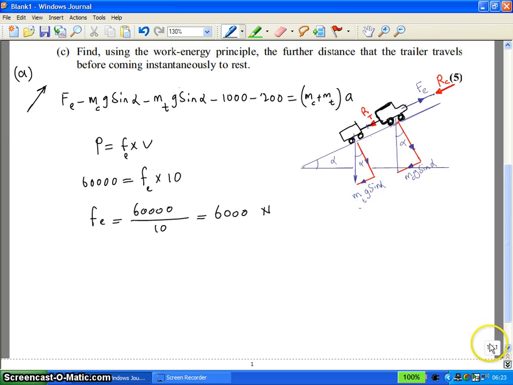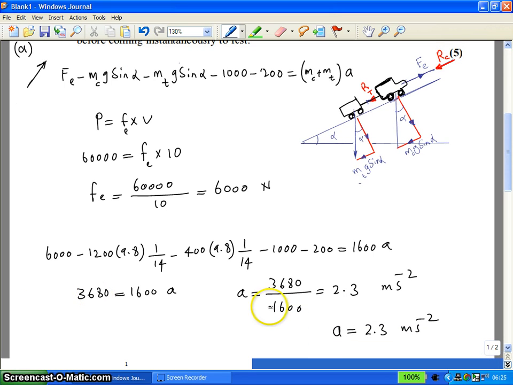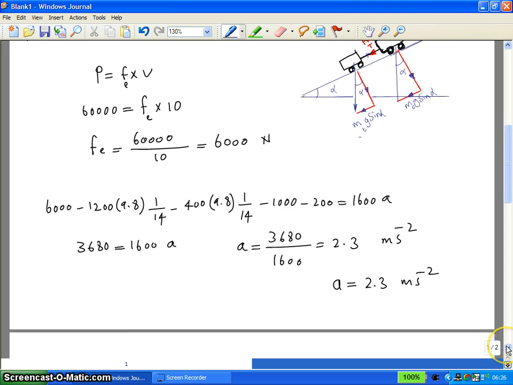So let's substitute the values into the equation. I've substituted the values here, the force of the engine, the mg sine alpha for the car, the mg sine alpha for the trolley, and the air resistance, equal to ma. The left hand side becomes 3680, equal to 1600a. So from here the acceleration at the time where the velocity is 10 meters per second can be worked out to be 2.3 meters per second squared. So that answers part A.